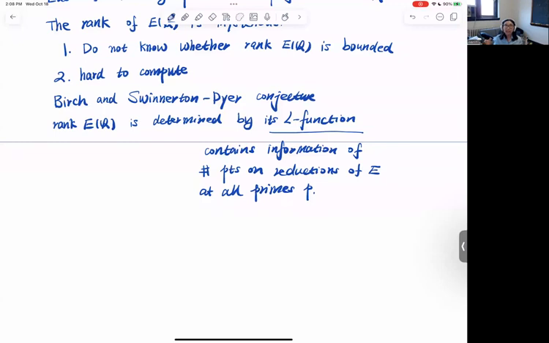Okay. And one way to think about it is that this is, in some sense, like a local-global principle. It means that this conjecture believes that the number of Q-rational points on the elliptic curve E is determined by all of the local information at all the primes. That's one way to think about it. Okay, so this conjecture in general is wide open.